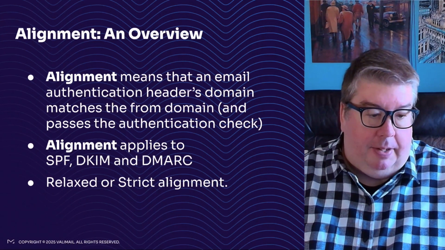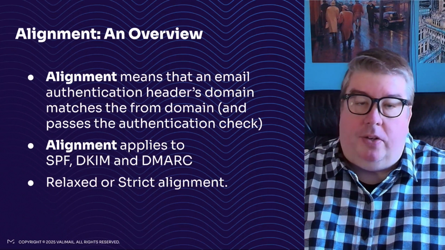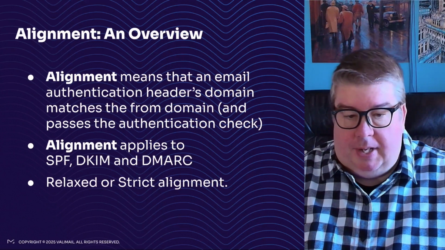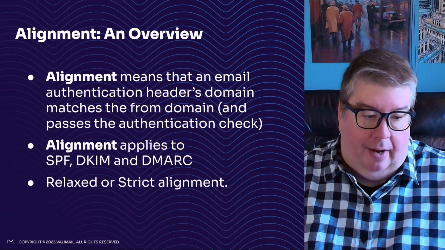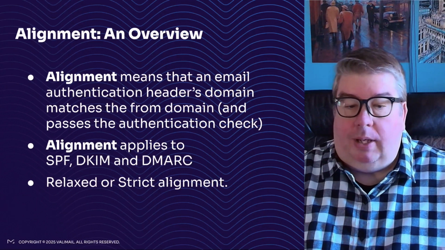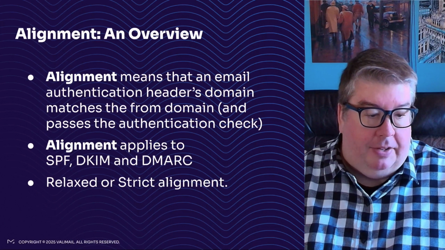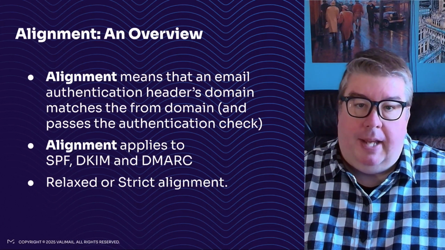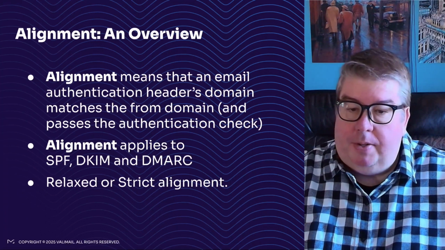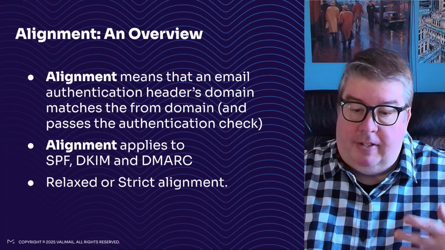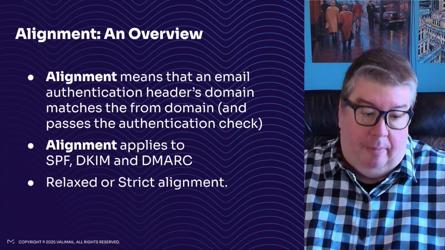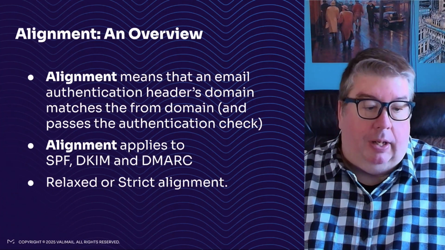There's also the concept here of relaxed or strict alignment. Strict alignment means exactly matching. Spamresource.com equals spamresource.com. You could have one in the SPF, one in the visible from, but they are the exact same thing. That's strict alignment. Relaxed alignment could be a subdomain. It just means that both entries have to roll up to the same organizational domain. So the SPF domain could be email.spamresource.com, and the visible from domain could be spamresource.com. They're both part of the same organizational domain, that is spamresource.com. So that would pass relaxed alignment checks.